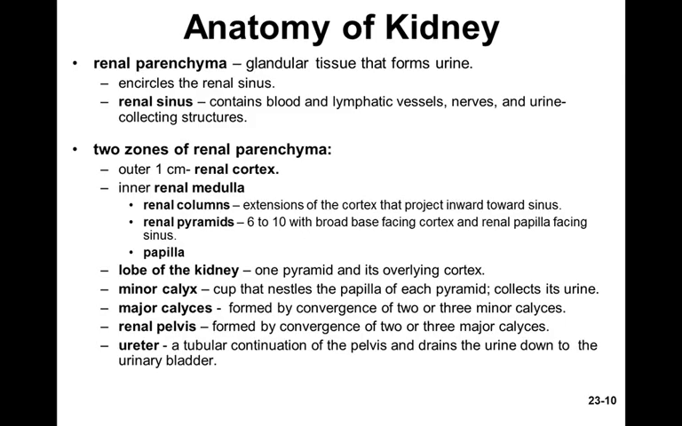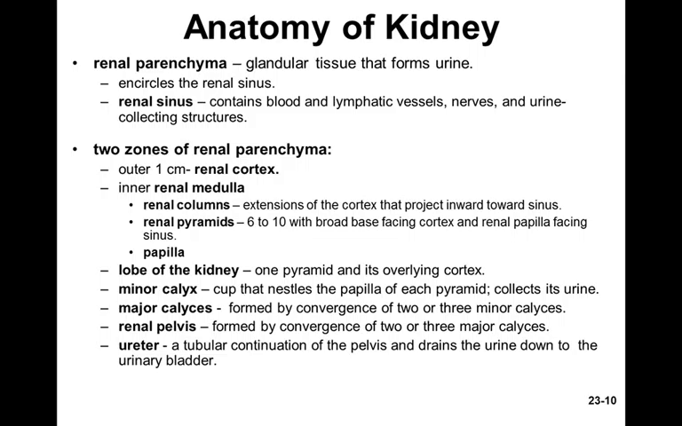Okay, now the cortex is simple. It's just the outer centimeter of the kidney. The medulla, there's several parts to it. You have columns and pyramids. The columns are extensions of the cortex that go inward toward the sinus, and they're in between each pyramid. The renal pyramids are the triangular shaped pieces of tissue, and they face the papilla, and the papilla is facing the sinus. It's a layer of tissue that faces the sinus.